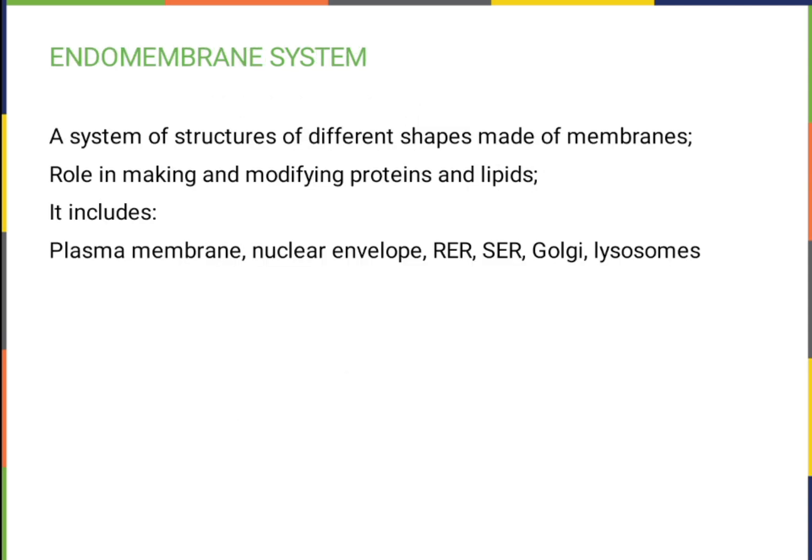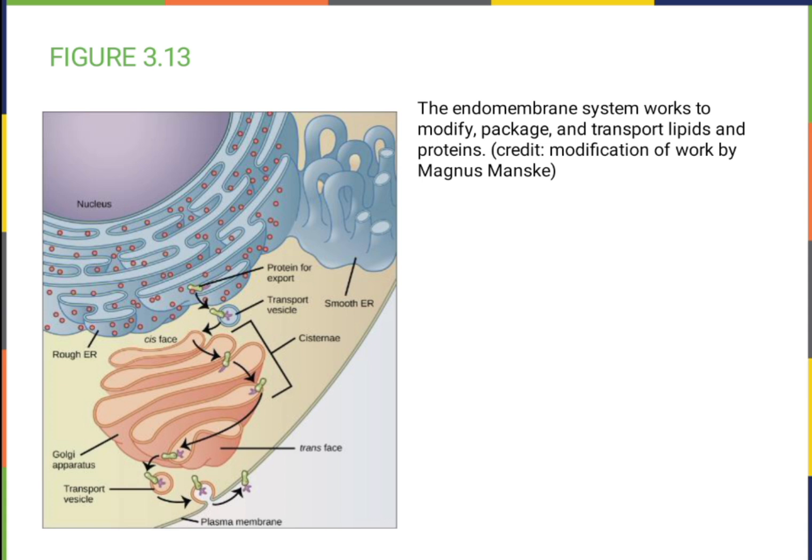Now, we can go ahead and look at this system known as the endomembrane system. It's a system of different structures, different shapes made up of membranes, and their role is very important when it comes to modifying proteins and lipids. As we have seen, it all begins with the cell membrane, the nuclear envelope, the rough endoplasmic reticulum, the smooth endoplasmic reticulum, and the Golgi apparatus, along with the lysosomes. They play a very important role when it comes to making and modifying the different proteins. So you can see that relationship. It is very clearly indicated here.